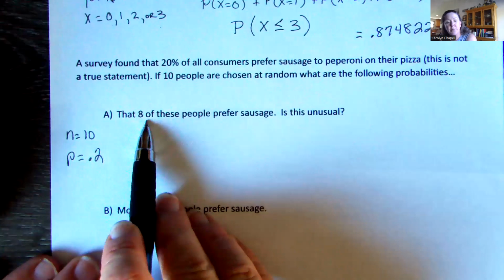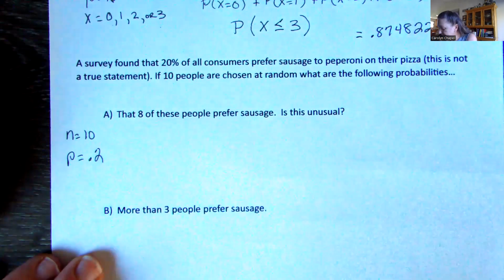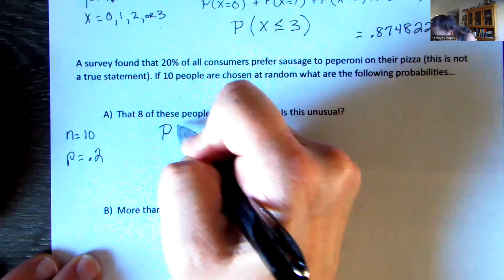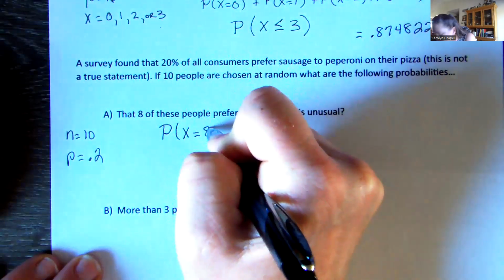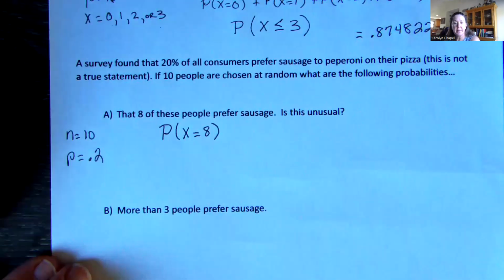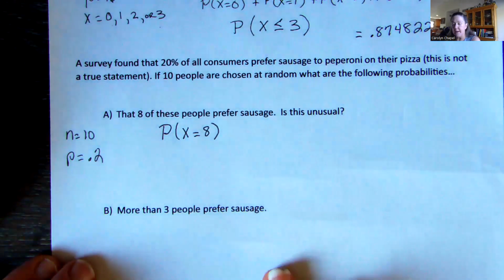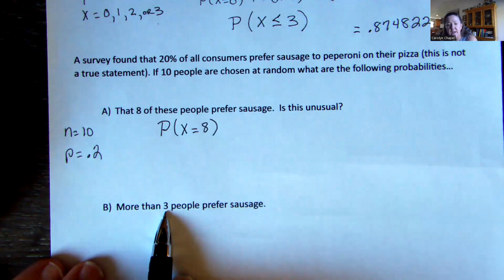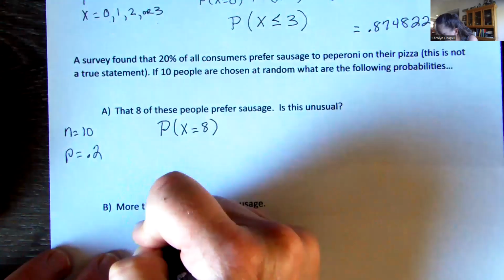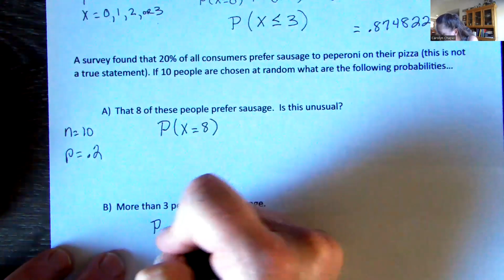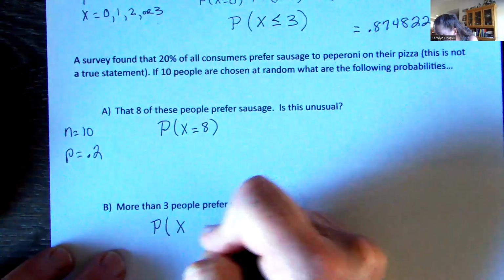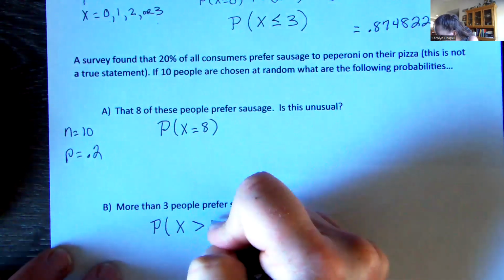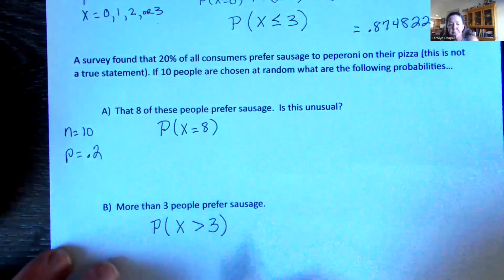Here we're looking at the probability that X is equal to 8, just 8. So we're just going to have to do it that one time. Here we're looking for the probability that X is more than 3. If I'm doing symbols, more than would be a strict inequality, X greater than 3.